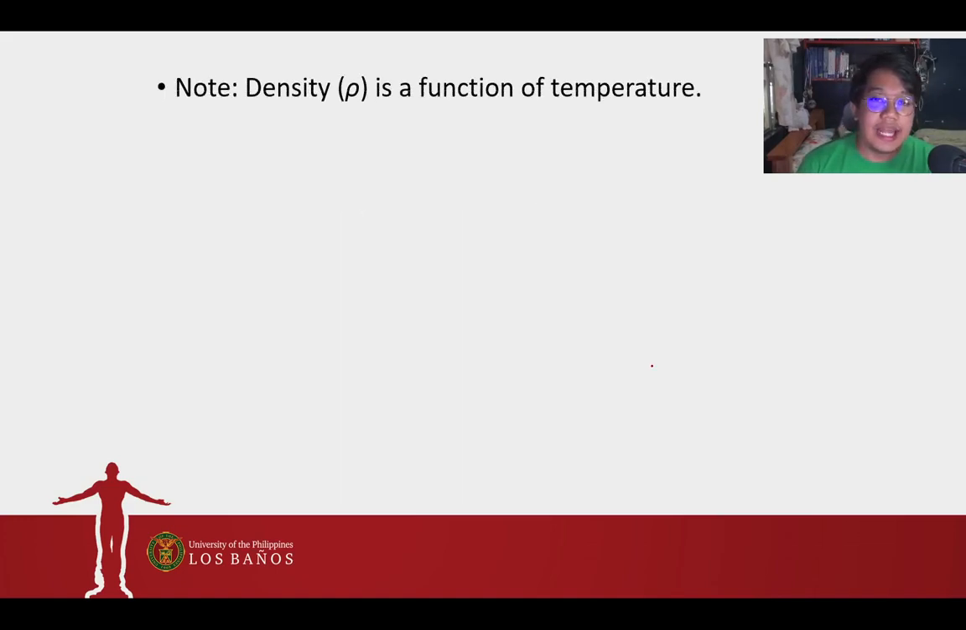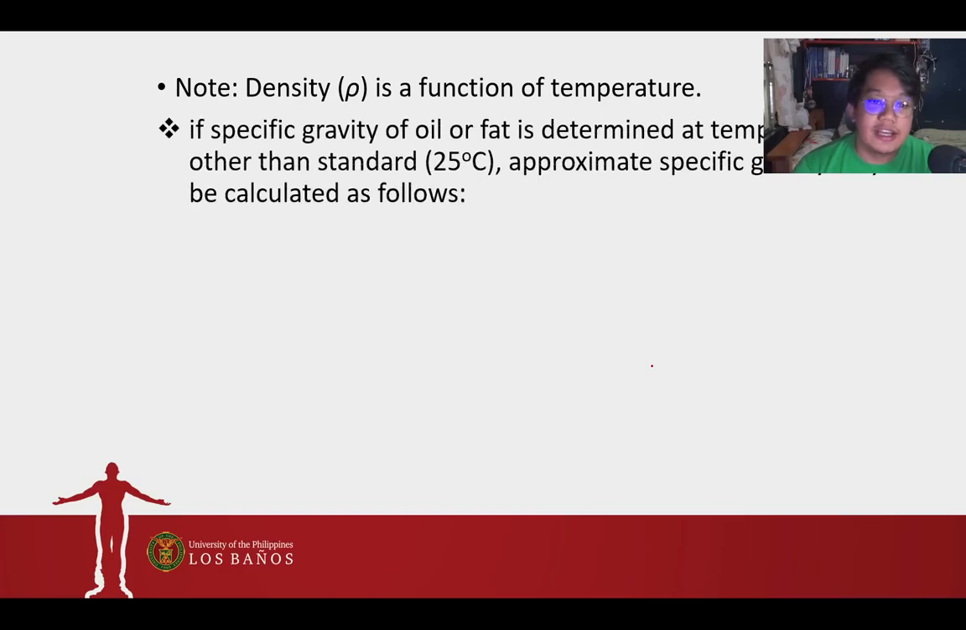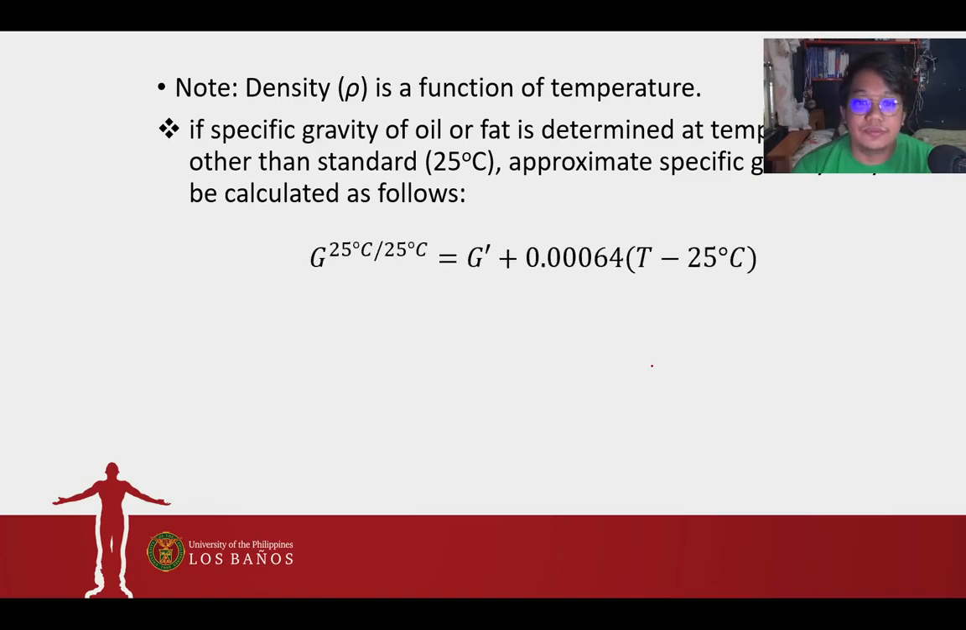So, take note that density is a function of temperature, meaning that density may vary depending on the temperature of the environment. So, if the specific gravity of oil or fat is determined at temperatures other than 25, ito yung applicable sa ating fats, di ba? Kasi ang working temperature ng fats ay around 40 degrees as to melt them. In here, ang working temperature ng oil ay 25. So, the approximate specific gravity may be calculated as follows.